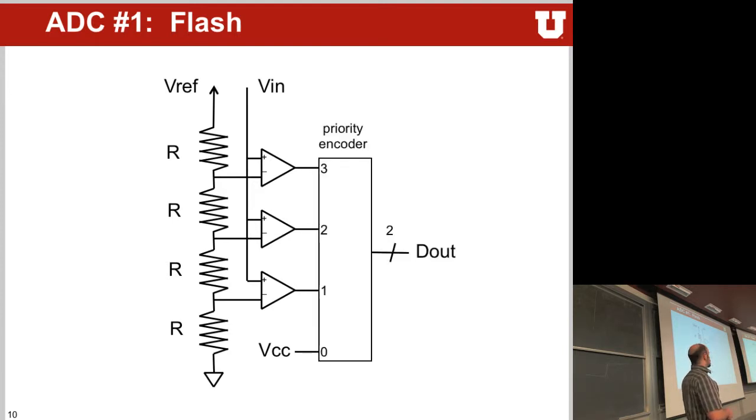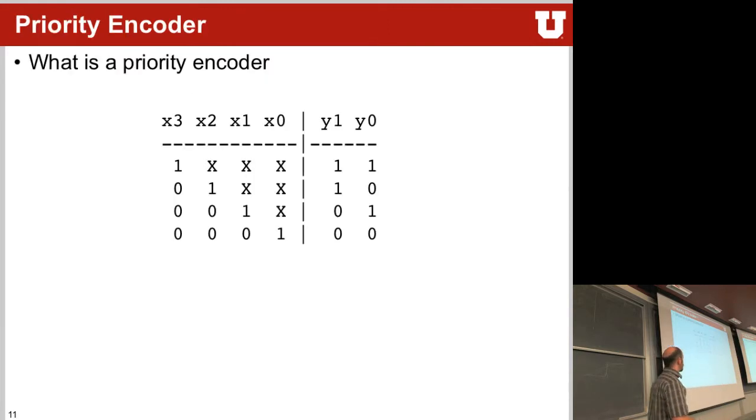It's what's called a priority encoder. So what we put out here is a priority encoder. The priority encoder will basically just look at the highest one that it can find and encode that into a 2-bit number. So to put this into a small little table, if there is a 1 on X3, it will always output 1, 1. It doesn't care what's down below. If there is a 1 in X2, it will be a 1, 0. A 1 on X1, it will be a 0, 1. And a 1 at X0, it's a 0, 0.